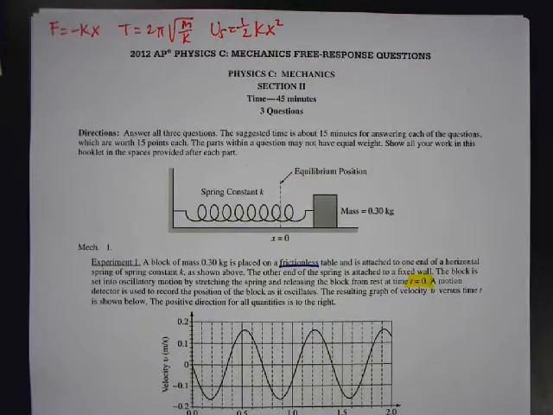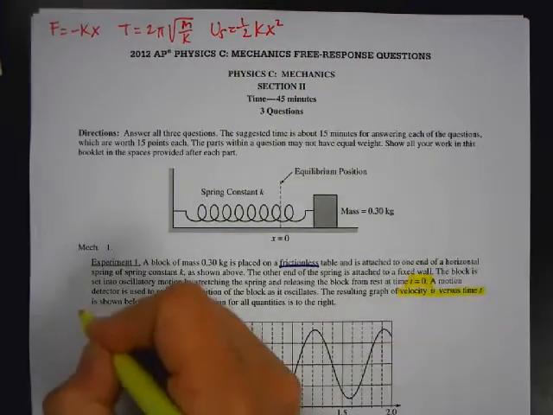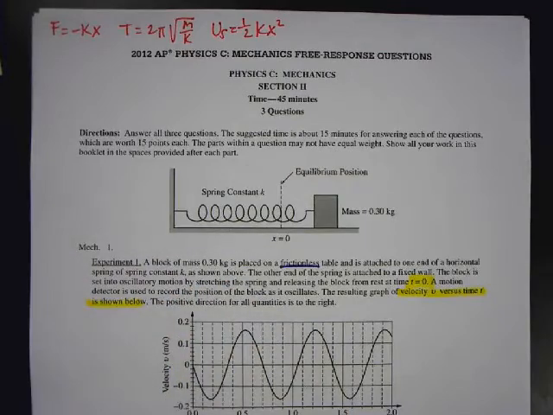A motion detector is used to record the position of the block as it oscillates. The resulting velocity versus time graph is shown below. The positive direction for all quantities is to the right. Determine v of t, including numerical values.